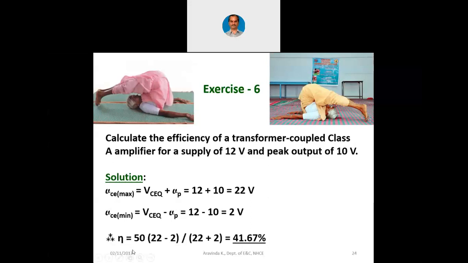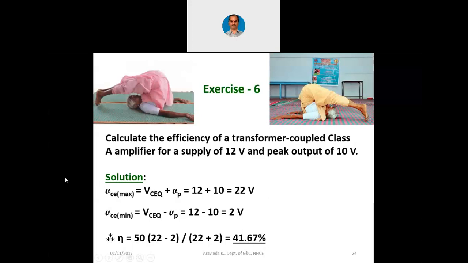Now the efficiency is 50 into (22 minus 2 divided by 22 plus 2) whole squared. That is around 41.67%. Which means we have got much more efficiency compared to the fixed bias. In the fixed bias circuit, we got around 6% there. Now you can see around 42% efficiency we are getting. That way the transformer coupled class A amplifier is better than the resistive coupled or capacitive coupled amplifier.